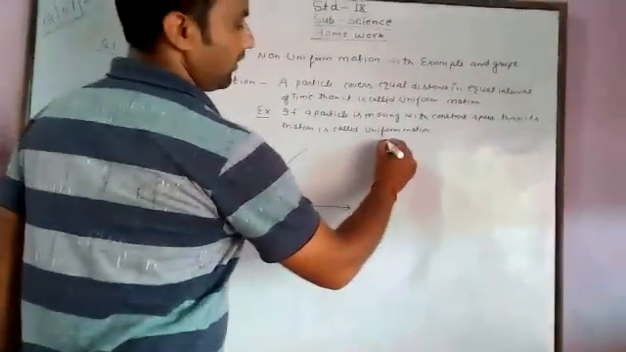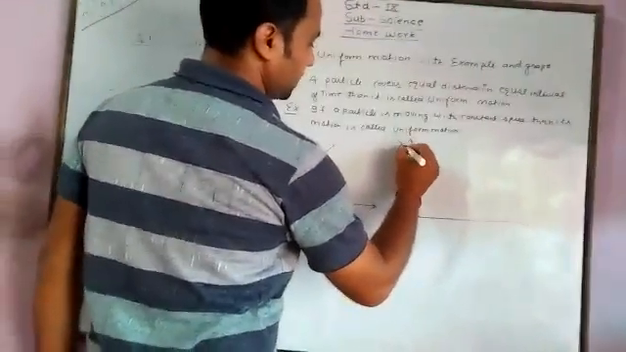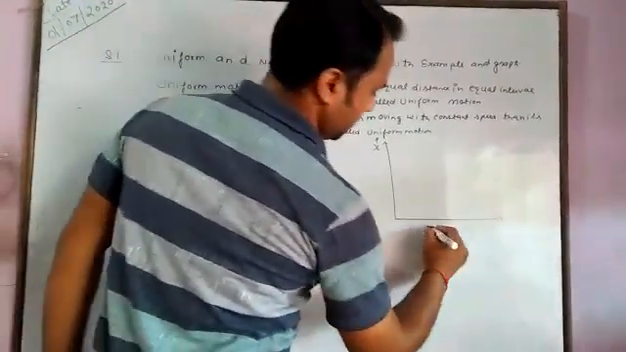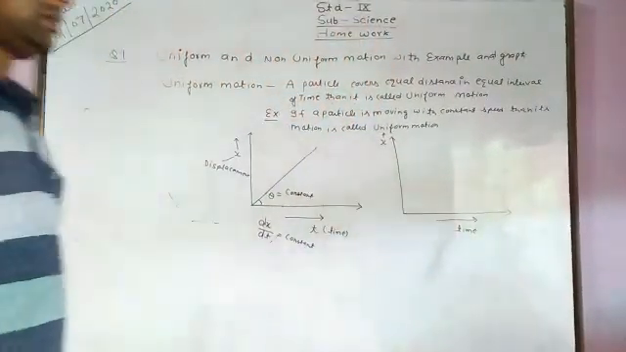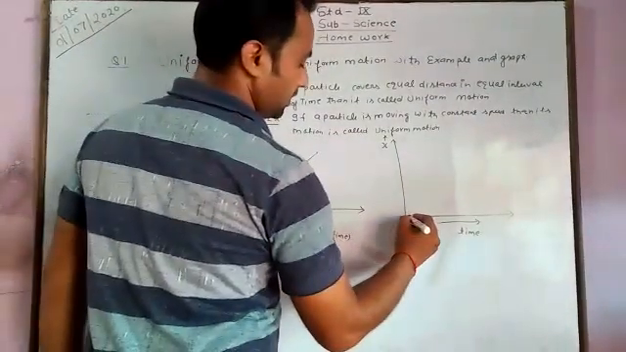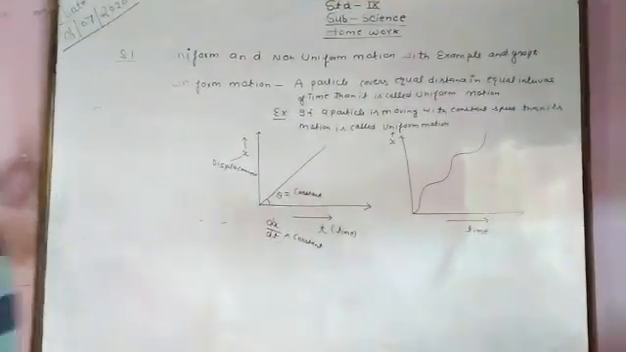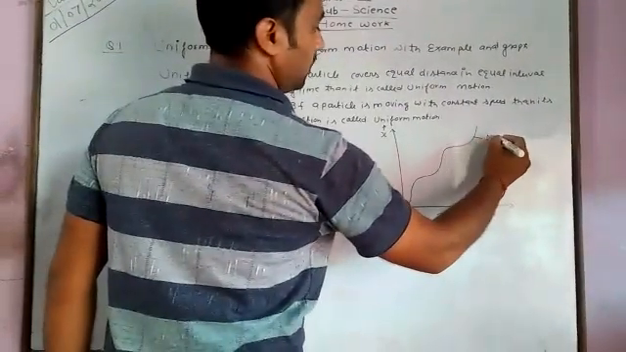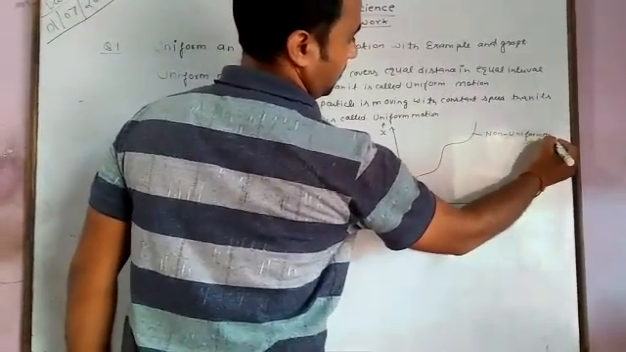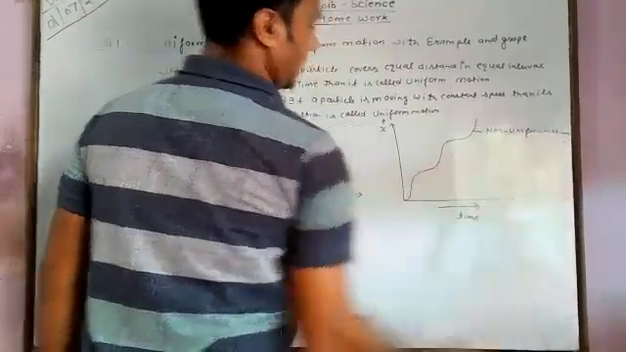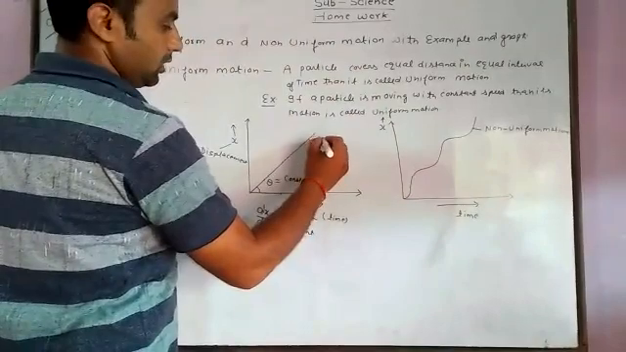If we draw the graph of non-uniform motion, this is the non-uniform motion. Here x is the displacement and t is the time. If we see this type of trajectory, this is non-uniform motion. There are various types of motion. This is the non-uniform motion and this is the uniform motion.